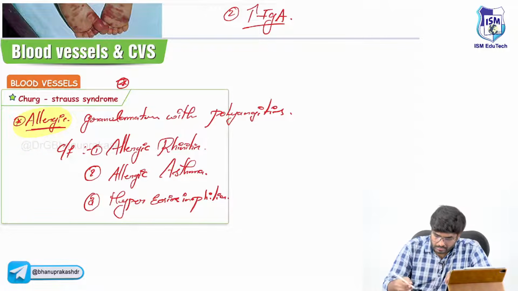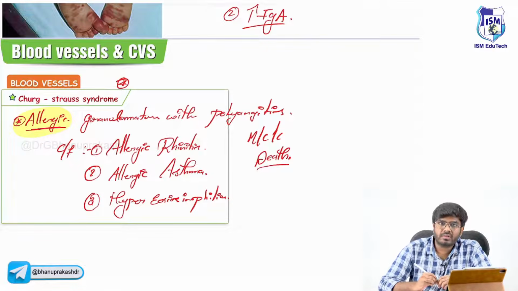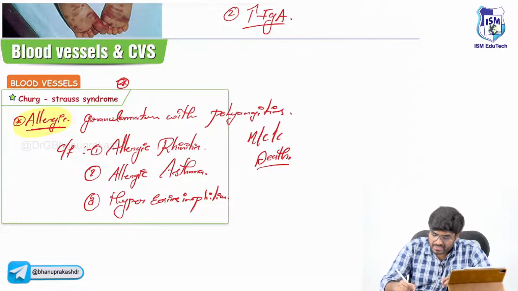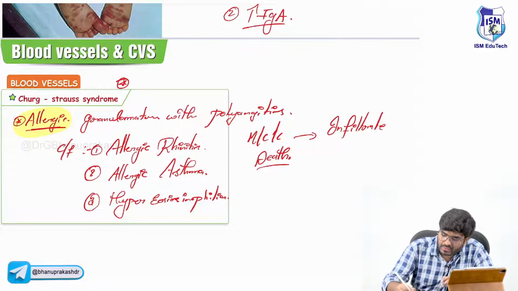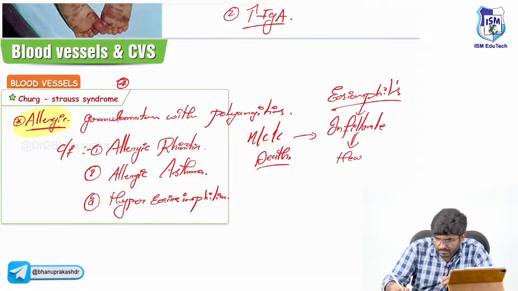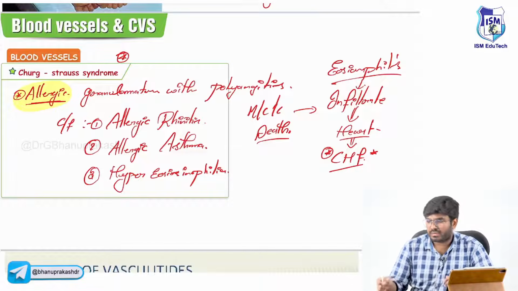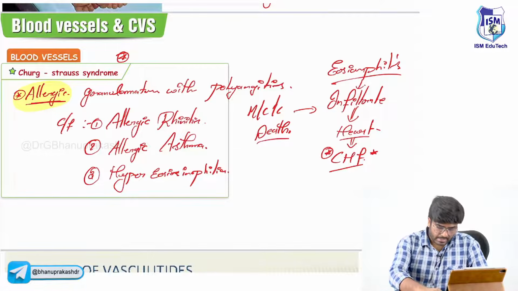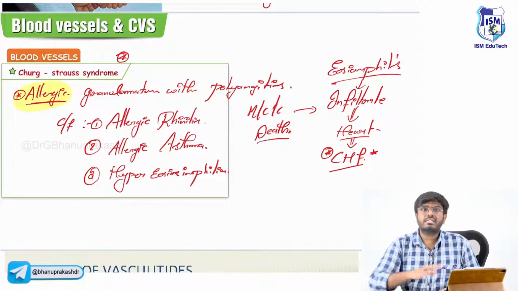Allergies, done. Now, one MCQ: what is the most common cause of death? Any idea, guys? These eosinophils will infiltrate the heart's myocardium, so there will be congestive heart failure. That can lead to congestive heart failure, and that's the cause of death. So the most common cause of death in Churg-Strauss syndrome is congestive heart failure.